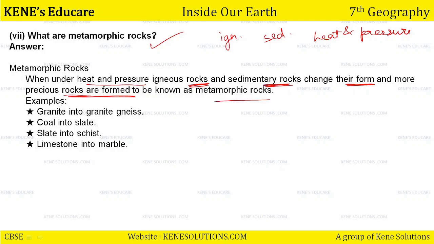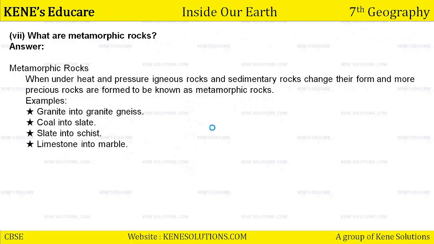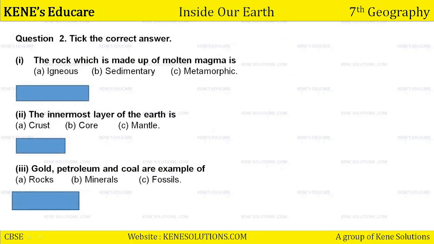Okay? Examples क्या हैं? Granite change हो जाता है नीस में, coal change हो जाता है slate में, slate change हो जाता है schist में, limestone बदल जाता है marble में. These kind of formation of rocks and change in the form into a precious rock because of heat and pressure are known as metamorphic rocks. Okay. Now question number 2.